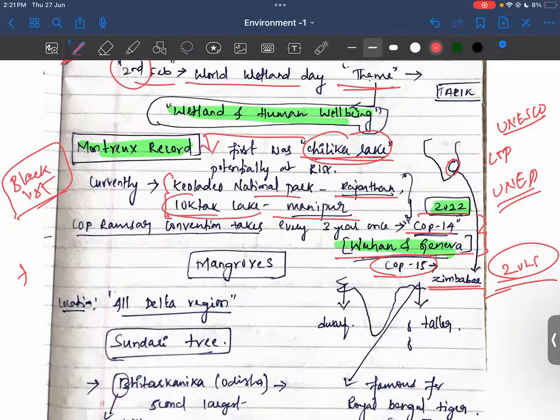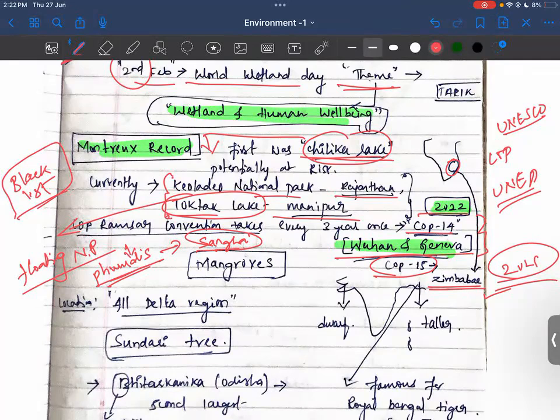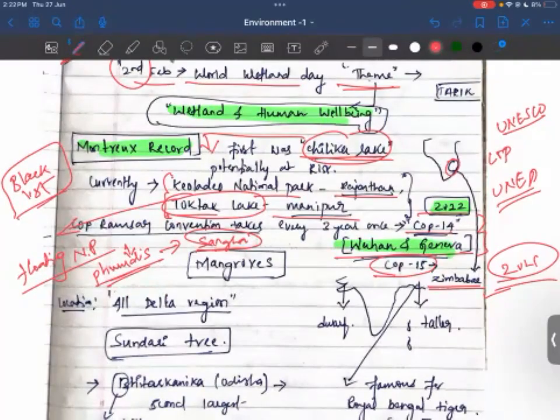One more important aspect of Loktak is that it is the only floating national park. There is also a vegetation which grows in this lake, called Phumdis. Over this vegetation lives one famous deer, which we call the Sangai deer, which dances continuously, and it is a very endemic animal to this region. So this is all about the convention.